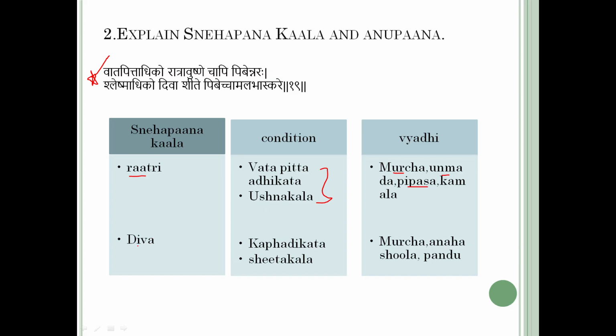And if there is Kaphadhikata, that is Kaphaja Vyadhi, or Sheeta Kala, so which guna is more? Shita guna is more. In that condition you have to give in Diva, that is in the morning. In the morning there is Ushna Kala, so they will compensate each other's guna, and there is no more Ushnata or Shitata. These are the Kala which are indicated. Again, in this condition, if you give it at night, then Murcha, Anaha, Shula and Pandu, these Vyadhi will happen. So if Snehapana Kala is asked, you have to mention the condition in which Ratri or Diva Snehapana should be done, and also the Vyadhis which will happen.